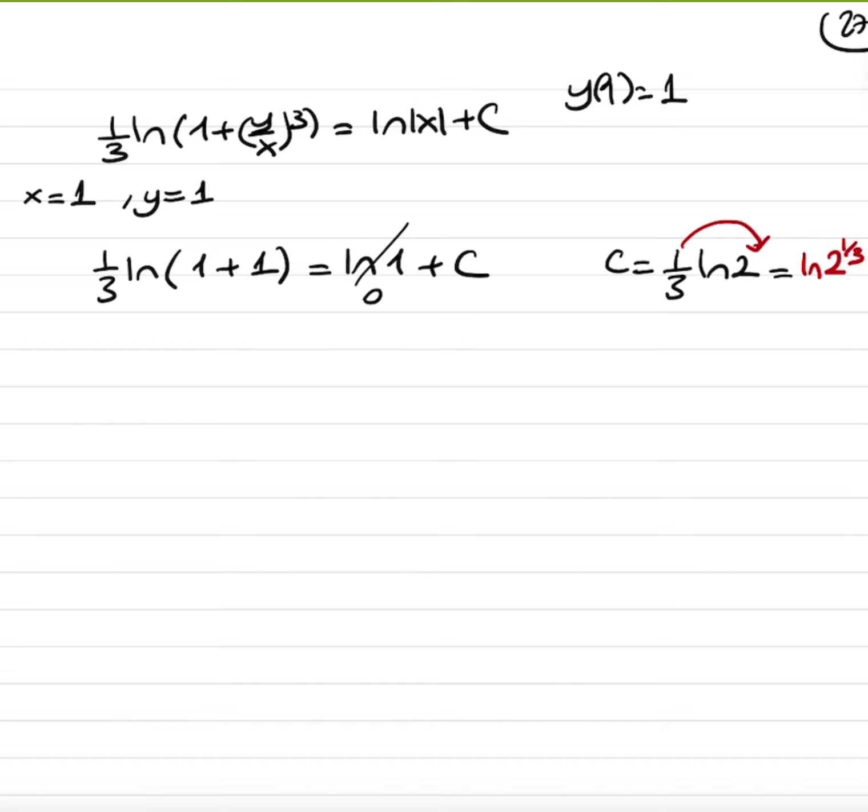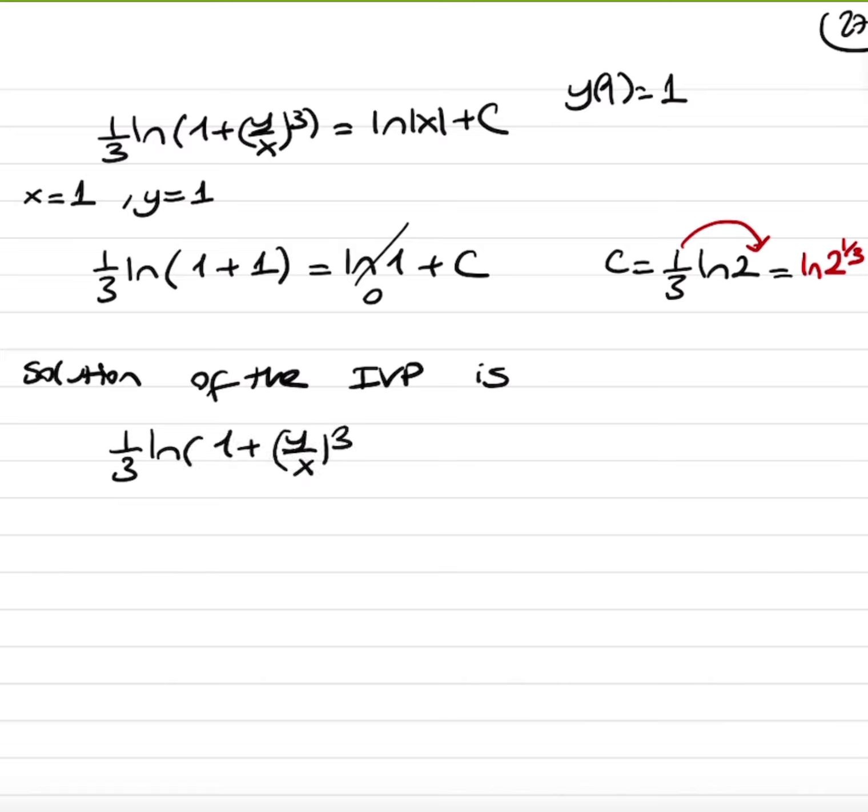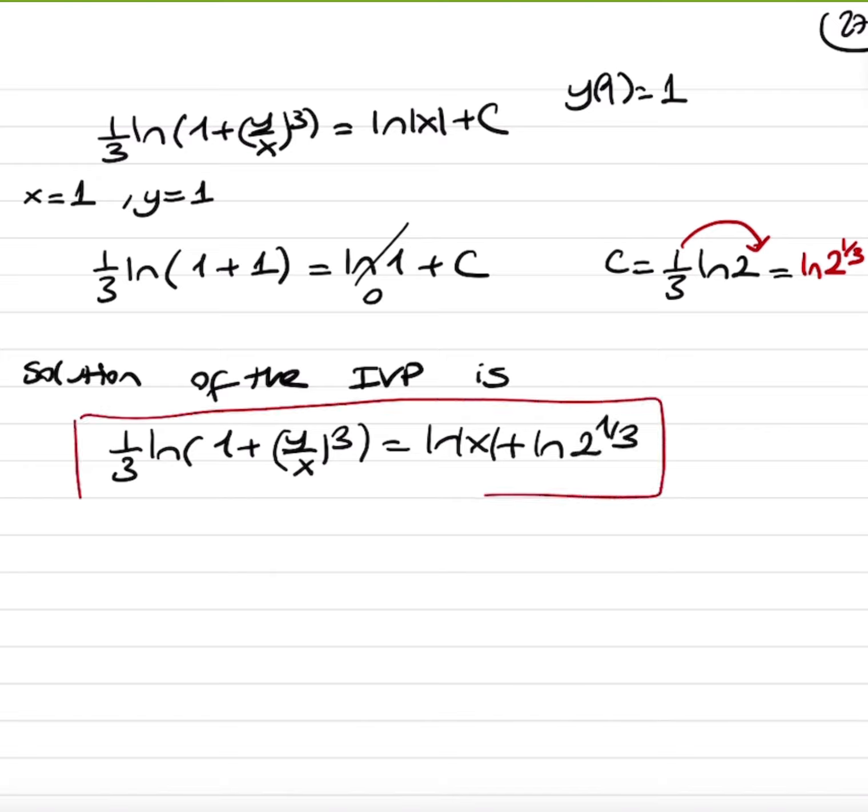Then what is our solution? So the solution of the initial value problem is: we have 1 over 3 ln of 1 plus y over x cubed is equal to ln of absolute value of x plus ln 2 to the power 1 over 3. So this is our solution.